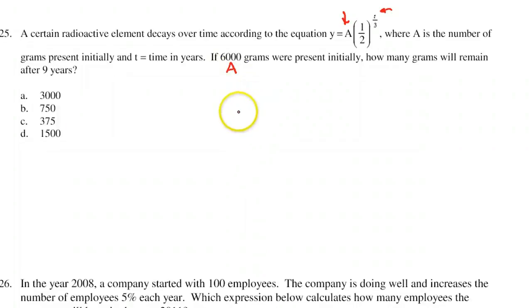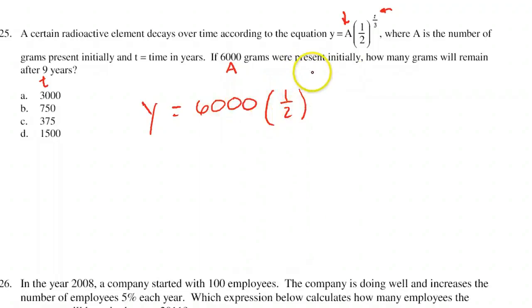And it says if 6,000 grams were present initially, so remember the number of grams present initially is a, so we're going to plug that in. How many grams will remain after 9 years? So that's my t. So just plugging this in, we can get our answer. This is going to be y equals 6,000 times 1/2 raised to the t, which we saw was 9 over 3.